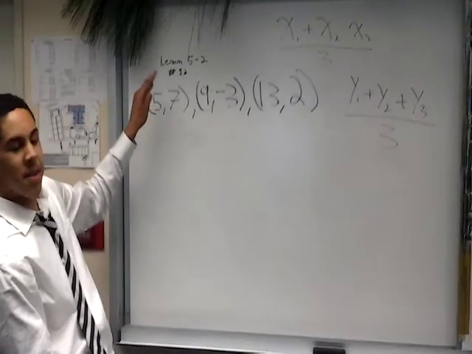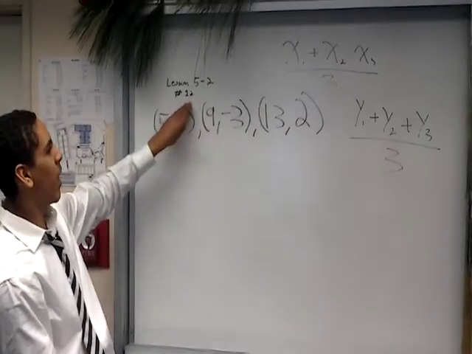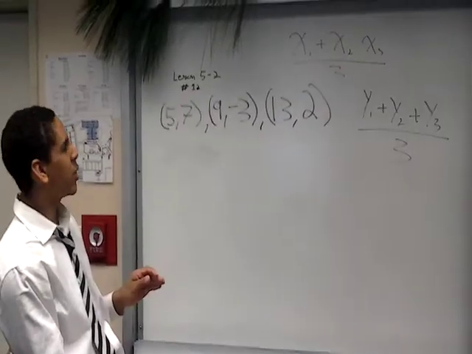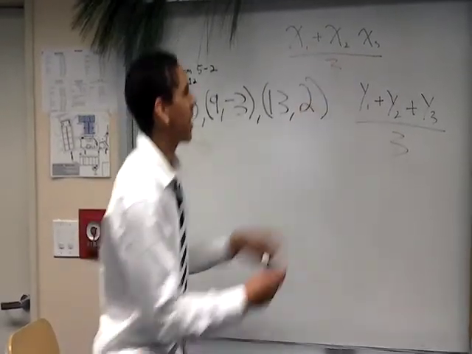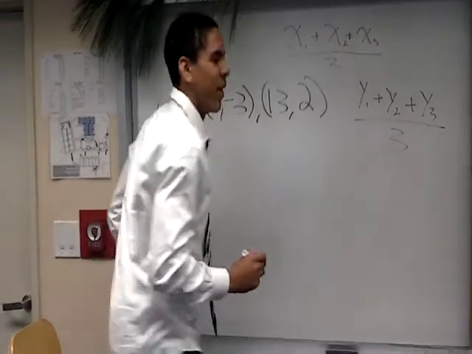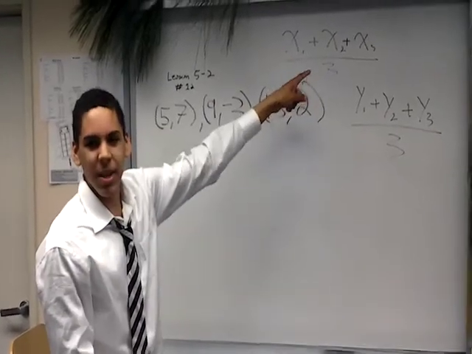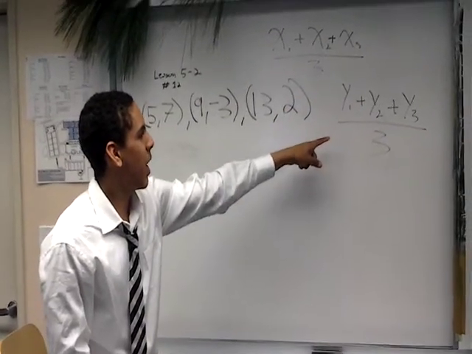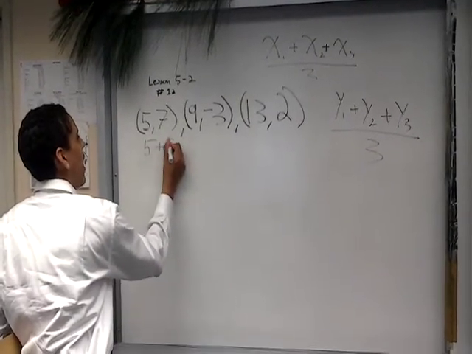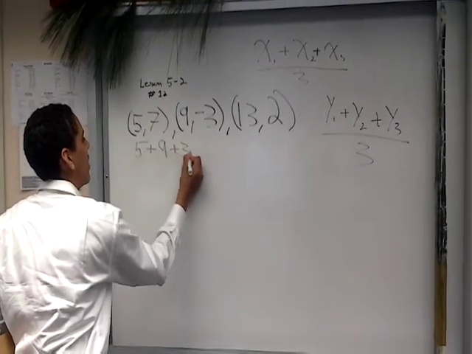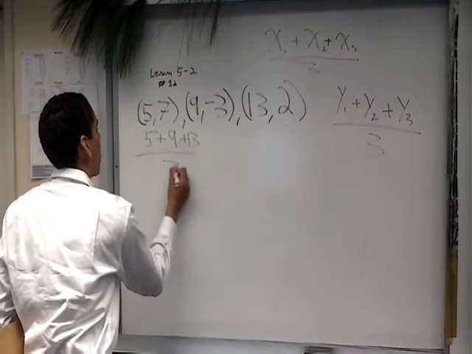Okay, this is lesson 5-2, problem number 12, finding the centroid of a triangle. So what we do, we take x1, x2, x3, add them all together, divide that by 3, and that gives us our x coordinate. Do the same thing with the y's. So here we go: 5 plus 9 plus 13 all over 3.